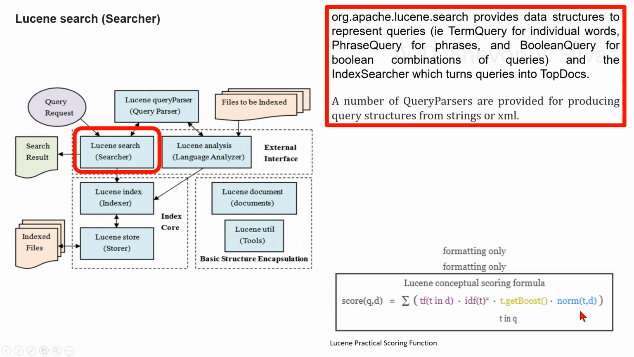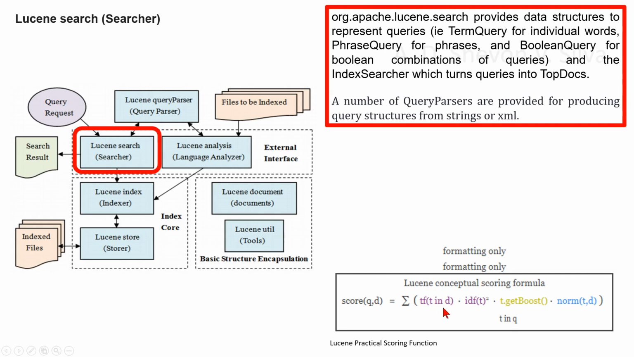Lucene's practical scoring function is derived. The color codes demonstrate how it relates to those of the conceptual formula, where TF T in D correlates to term frequency, defined as the number of times term T appeared in the currently scored document. Documents that have more occurrences of a given term receive a higher score.